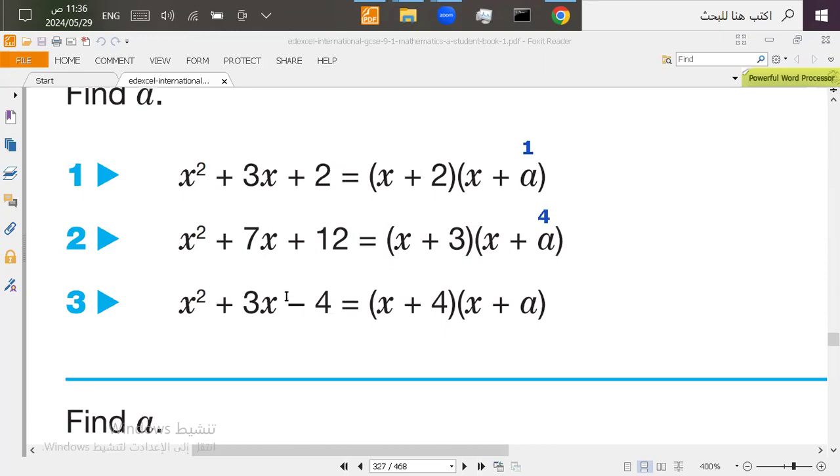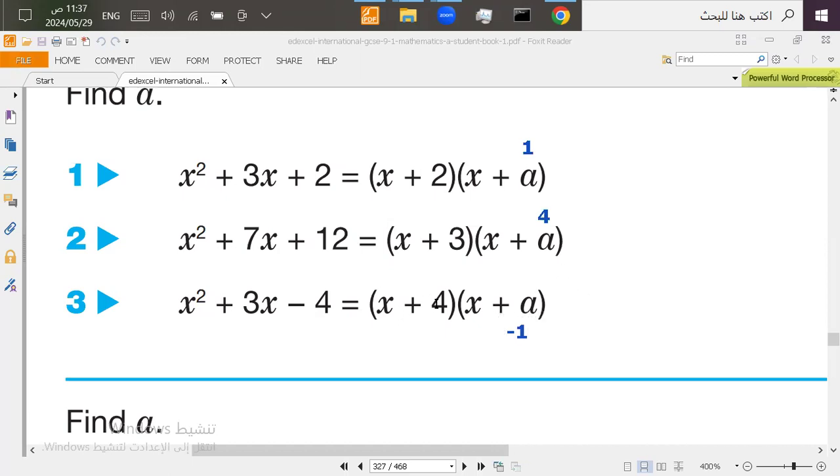Next here, because this is negative, it means subtraction. Subtraction means different signs, so these signs must be different. So this one must be negative, so the A must be negative. Now you need two numbers. When you multiply them, you get 4. When you subtract them, you get 3. Very good. So they are 4 and 1. So the answer is negative 1.